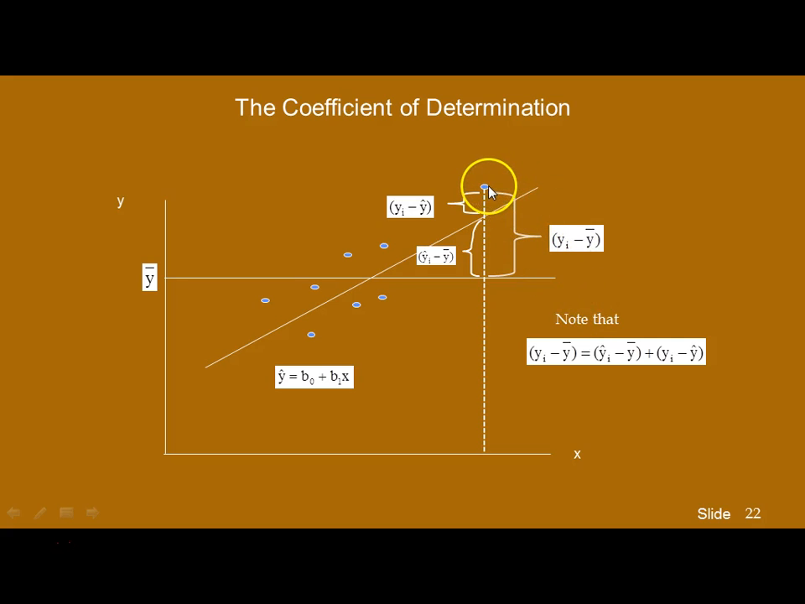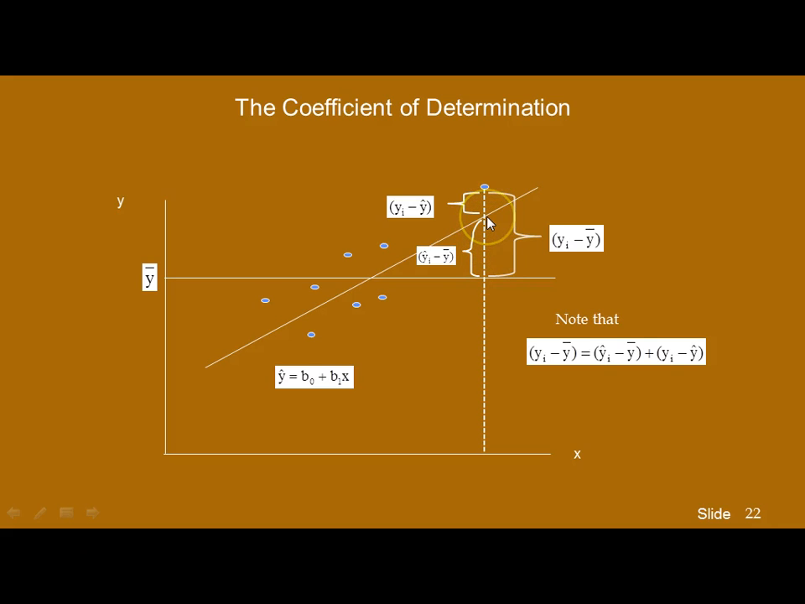Let's take a particular point right here, right up here. And so here's the y coordinate of that point. Notice if I take that y coordinate and subtract off y bar, which is right here, that will give me this bracketed distance, which I'm going to call yi minus y bar. Okay, you following me so far? This bracketed distance is yi minus y bar. Now, if you look carefully at the graph, you should be able to see that this distance is the sum of two parts. This part right here and this part right here.